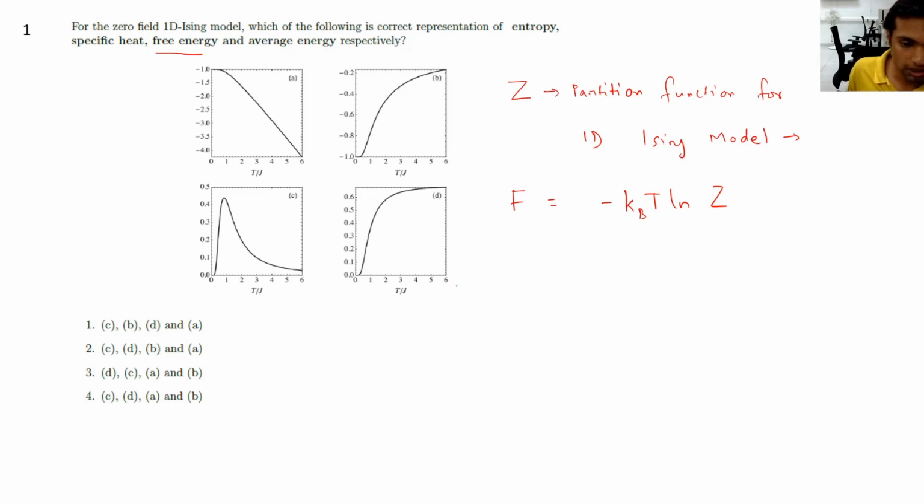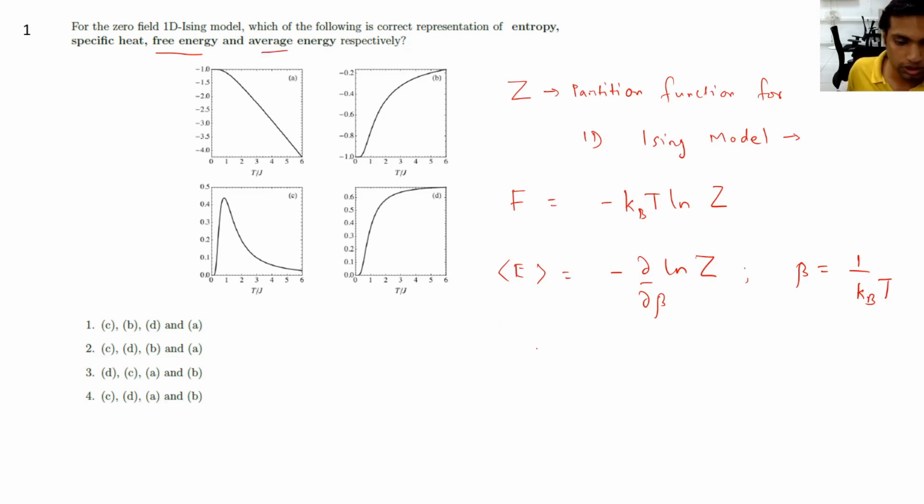Then you need to calculate the average energy. The average energy E is given as minus del by del beta of log Z, where beta is 1 over kBT. So this is how you will get the average energy and the free energy.